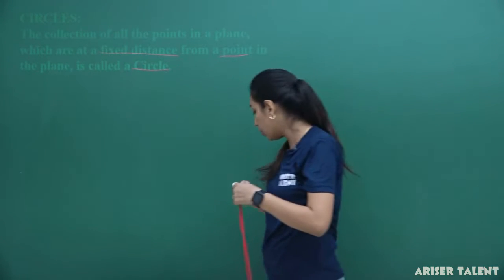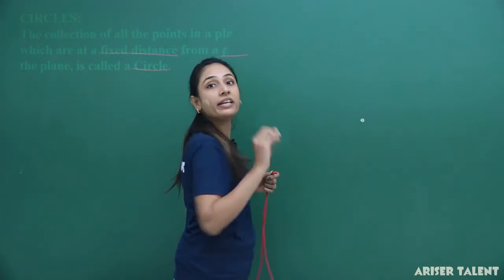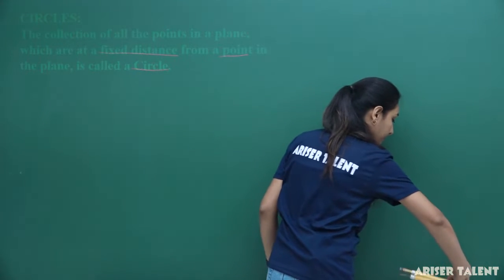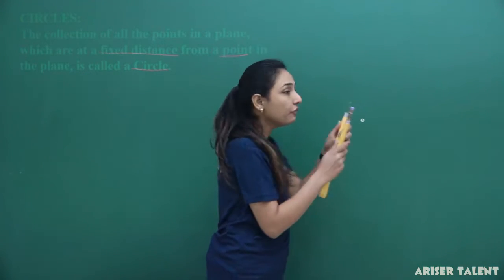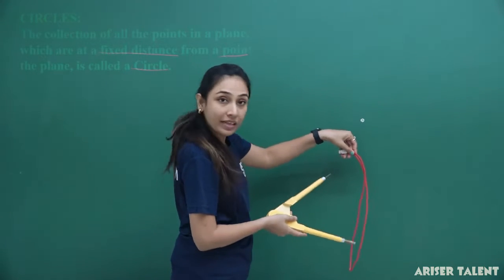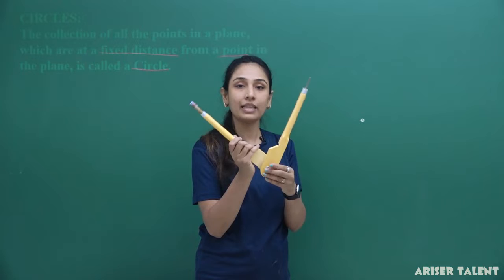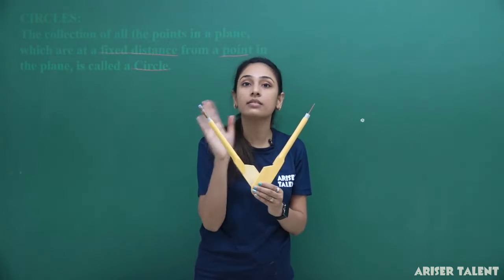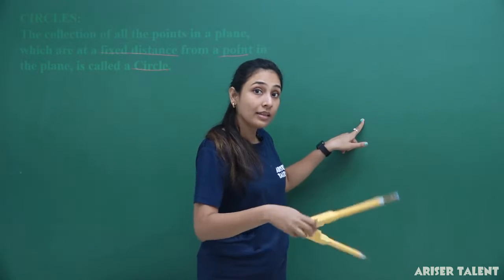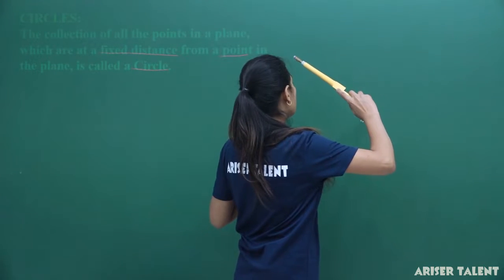So what I have told you is that I am having a fixed point. This point I am fixing. And now if I go with a fixed distance, let me be clear that this fixed distance I have measured, and this particular distance is the distance from this particular point. So the path that the cable was making was what? Was this.